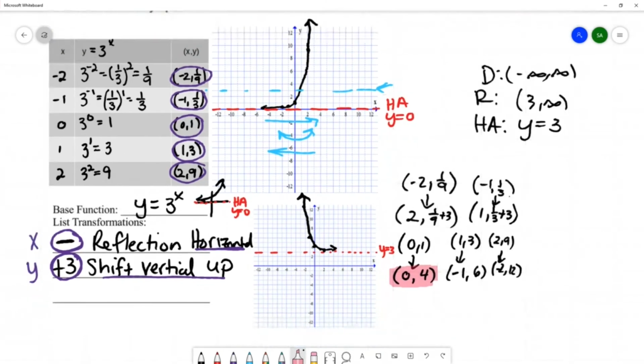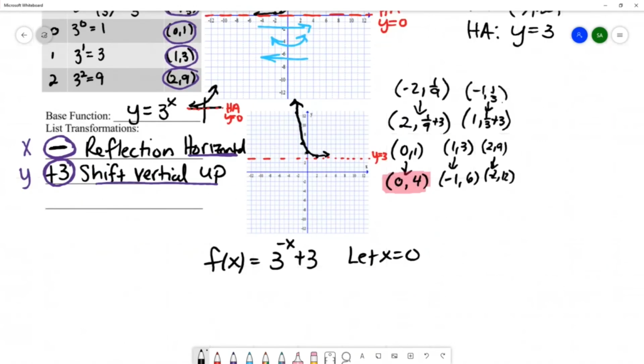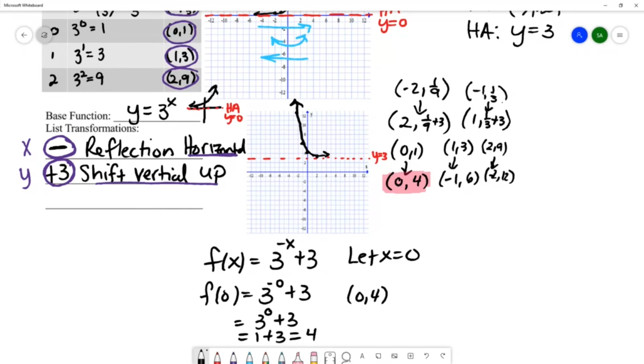So let's do the calculation. Our function is 3 to the -x plus 3. If we're looking for a y-intercept, we let x equal 0. And that's f of 0 equals 3 to the -0 plus 3. -0 is 0. 3 to the 0 is 1. And 1 plus 3 is 4. And so we get the ordered pair (0, 4) being the y-intercept.